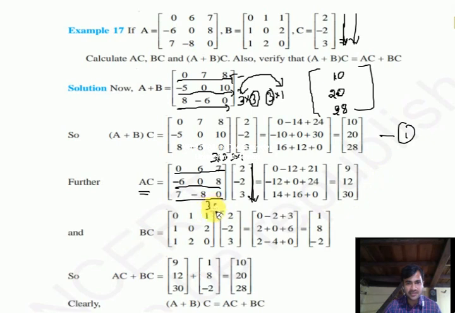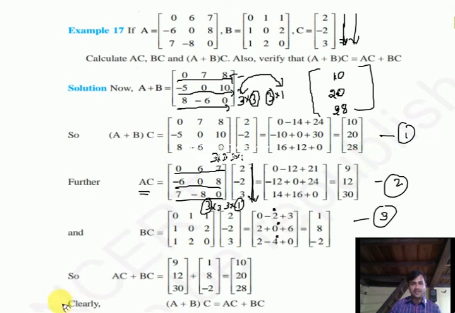Then you need to find BC in the same manner. This is 3 cross 3 and 3 cross 1, so the resultant will be 3 cross 1. This is the first row, first column. This is the product of second row, first column. This is the product of third row, first column. Now you have all these values. If you add 2 and 3, then you will get equation 1. So this is how we can easily perform matrix multiplication. I will give a few more examples.